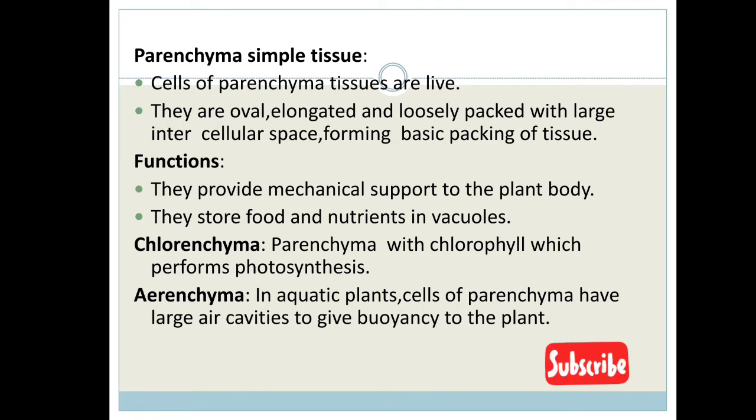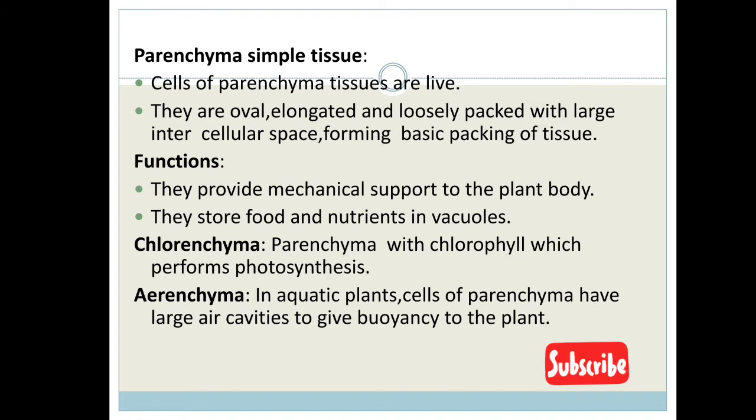So this parenchyma simple tissue, there are also some different types. So the one is the chlorenchyma. So this chlorenchyma is the parenchyma only, in that they have the chlorophyll, and which performs the photosynthesis. And aerenchyma, this type of tissue is found in the aquatic plants. So the cells of the parenchyma have the large air cavities, and that give the buoyancy to the plants.